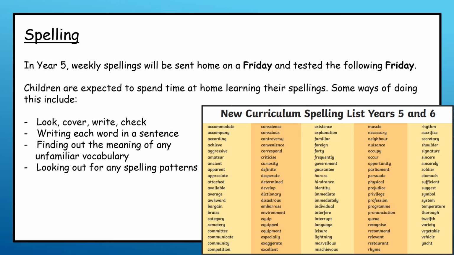In Year 5, weekly spellings will be sent home on a Friday and then tested the following Friday. Children are expected to spend time at home learning their spellings, so some ways they could do this are look, cover, write, check, writing each word in a sentence, finding out the meaning of any unfamiliar vocabulary, looking out for any spelling patterns. They can also find words that are similar or words that are opposite and just explore each word as part of the learning process.